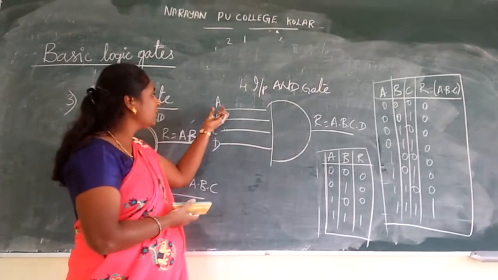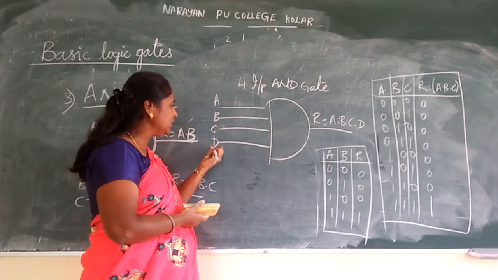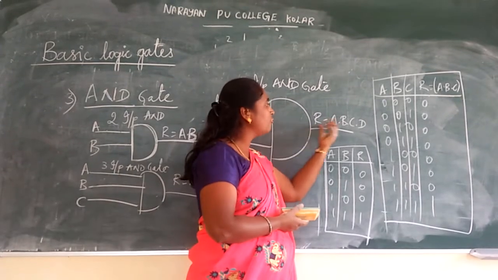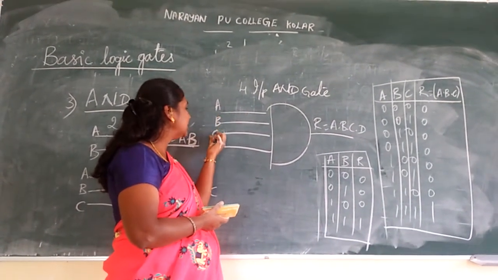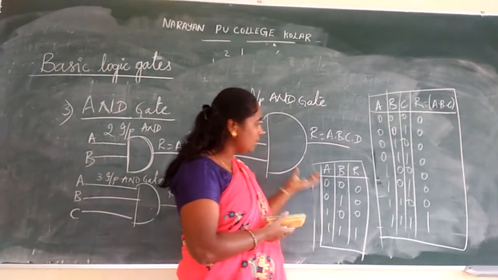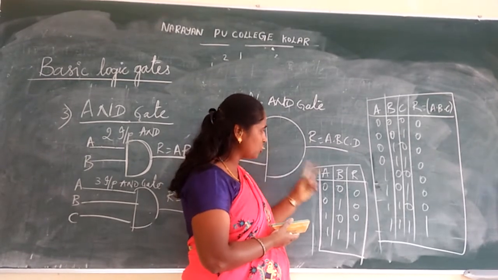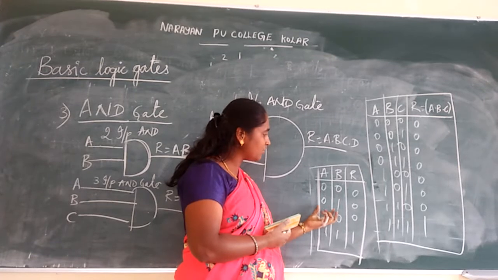You are going to accept the 4 inputs A, B, C, D. R is the result of logical multiplication of the inputs A, B, C and D. So this is the truth table of your logical multiplication of 2 inputs. I have already explained how to place your zeros and ones for 2 inputs.